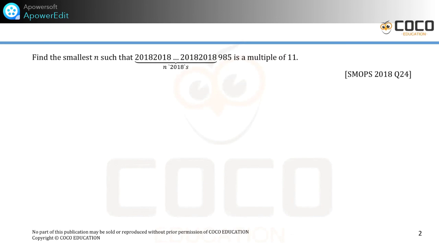If a number is divisible by 11, we can divide all the digits into two groups, where each time we skip one digit in between. From here, 2, 1, 2, 1, then 2, 1, 2, 1. After the last digit 1, we have 9 and 5. This is the first group. For the second group, we have 0, 8, 0, 8, then 0, 8, 0, 8, and another 8.